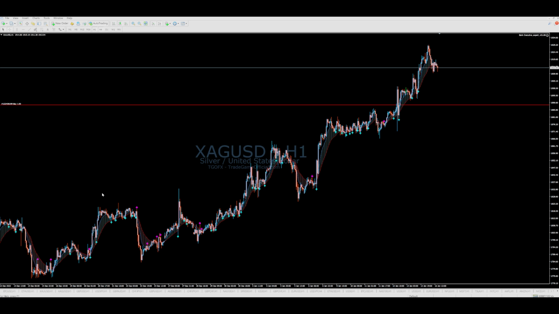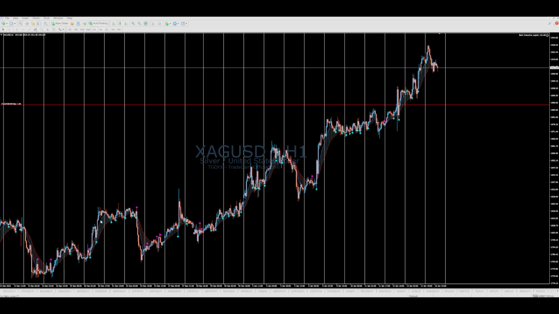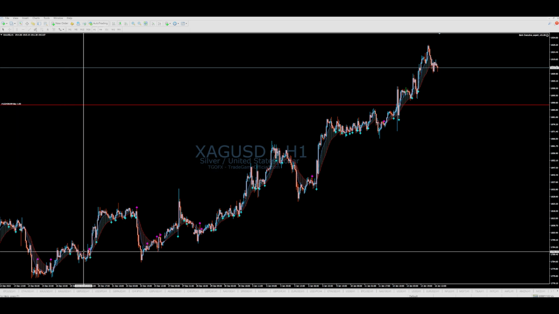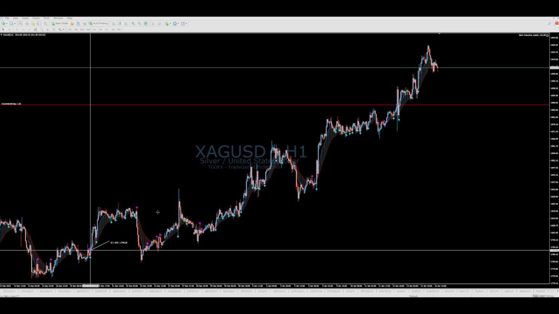So if you're holding a trade for scalping, you should have been out of this trade. If you're holding for intraday, let's put the period separator, you should have been out of that trade. If you were swing trading, you stayed in this trade. And let me just show you for the swing traders. If you stayed in this trade from this buy, look how many pips you would have had here.